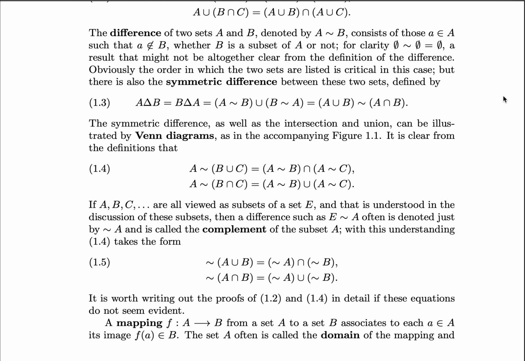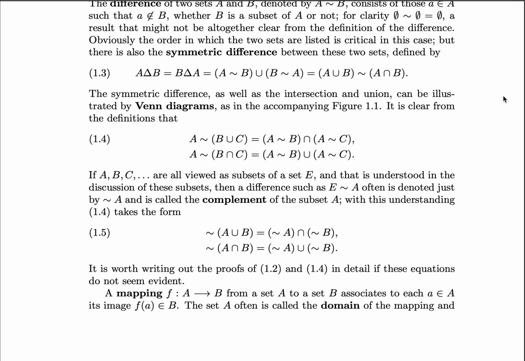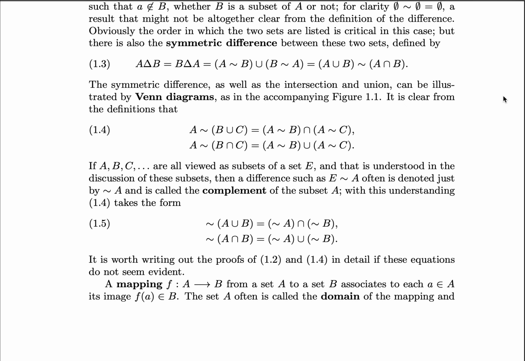This is useful to illustrate using a Venn diagram. Additionally, we have De Morgan's laws, which say that A without B union C is the same thing as A without B intersected with A without C, and A without B intersect C is the same thing as A without B union with A without C.